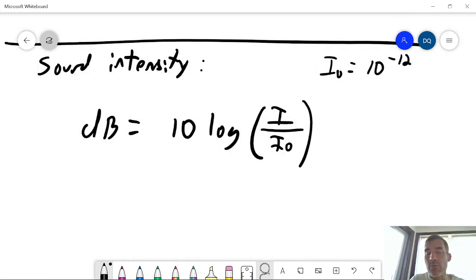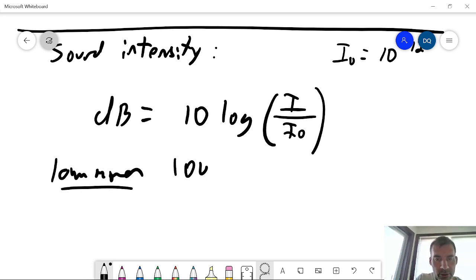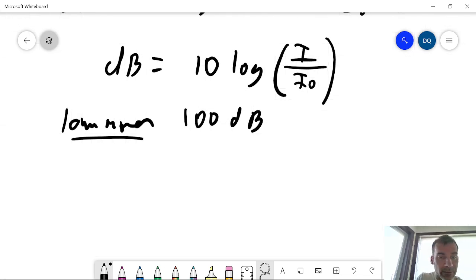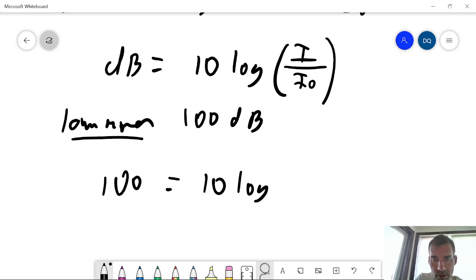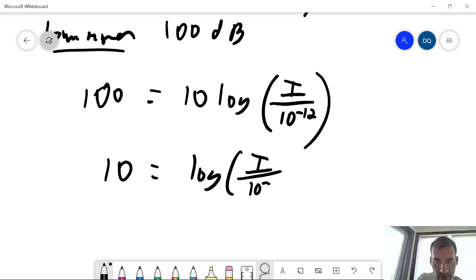So for a lawnmower, let's say I'm looking for the I value, the intensity of sound from a lawnmower. So lawnmower is 100 decibels. So let's take that 100 decibels, and that is 10 times the log of the intensity of the lawnmower divided by 10 to the minus 12. Divide both sides by 10, so 10 is the log of I over 10 to the minus 12.